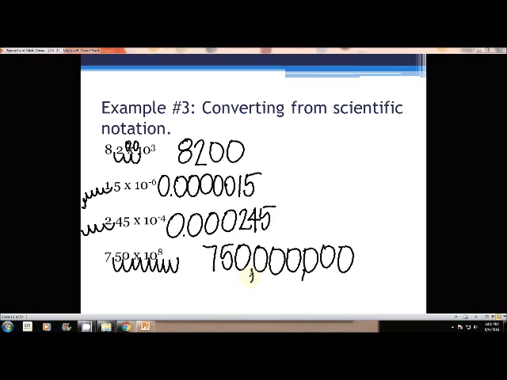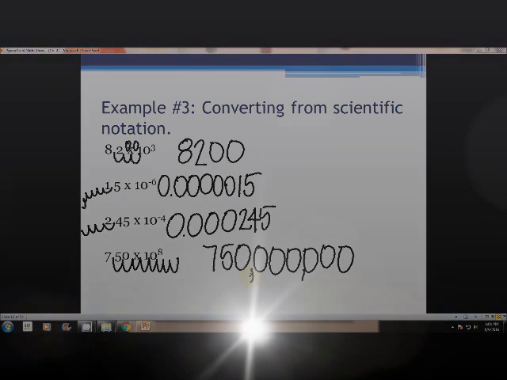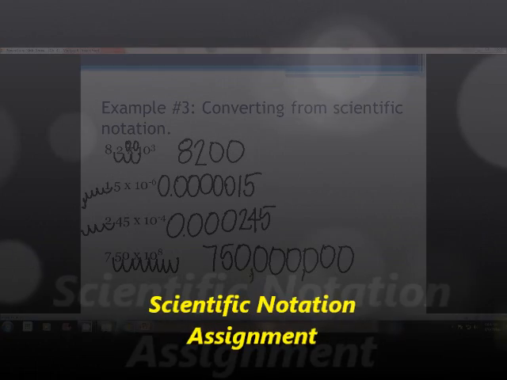So that's it. Converting with scientific notation. That's all we got. We're doing the scientific notation assignment next in class.